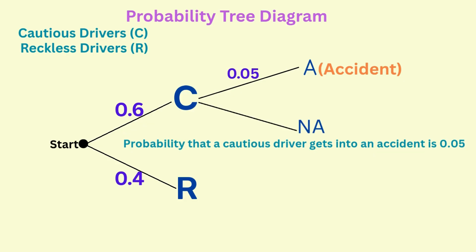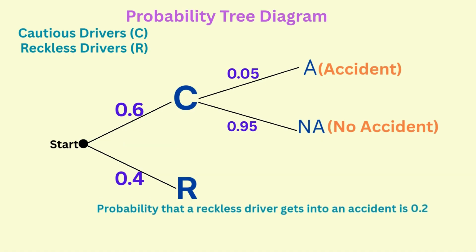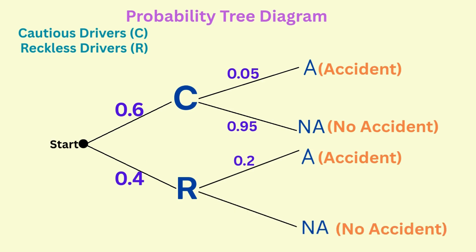The probability that a cautious driver gets into an accident is 0.05 or 5%, which means that the probability that they do not get into an accident is 95% or 0.95. Now, for reckless drivers, the probability of getting into an accident is 0.2 or 20%, which means that the probability that a reckless driver does not get into an accident is 80%, that's 0.8.